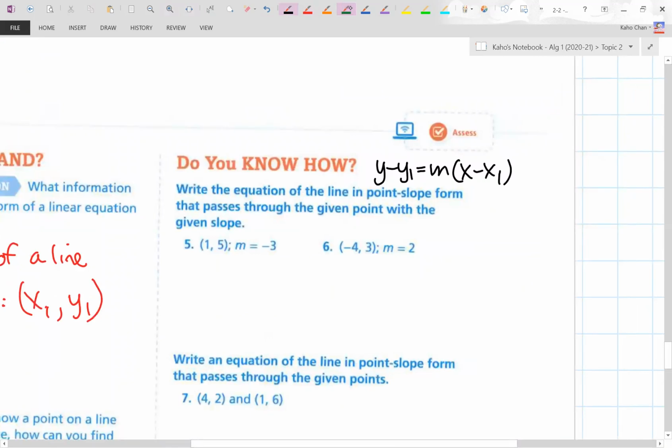1, 5 is your x1, y1. Same with the second half over here. Just plug it in and be done with it. Here we go. 5 and 1. That's it? That's too easy, Mr. Chan. Yeah, that's it. And the second one as well.